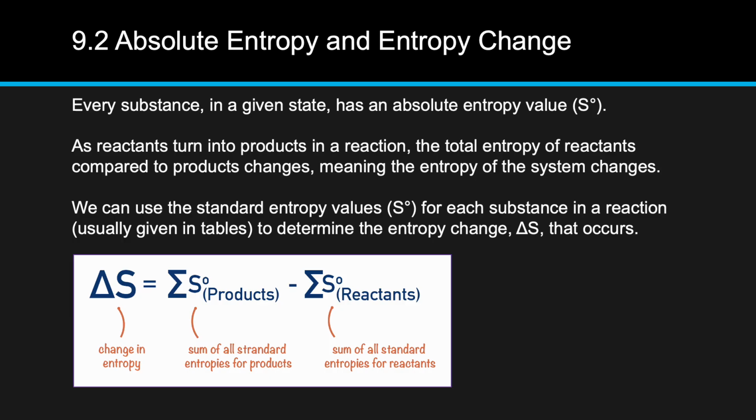Every substance has something called an absolute entropy value, which is a measure of how much disorder that substance has in a specific state. When a reaction occurs, we're comparing the total entropy of the reactants to the total entropy of the products to see how the system changes. To calculate that change, we're going to use the equation delta S equals the sum of the entropies of the products minus the sum of the entropies of the reactants. So same process that we've done so many other times in different sections. We're going to use the coefficients, multiply them by the value, take the sum of them, and then have products minus reactants.